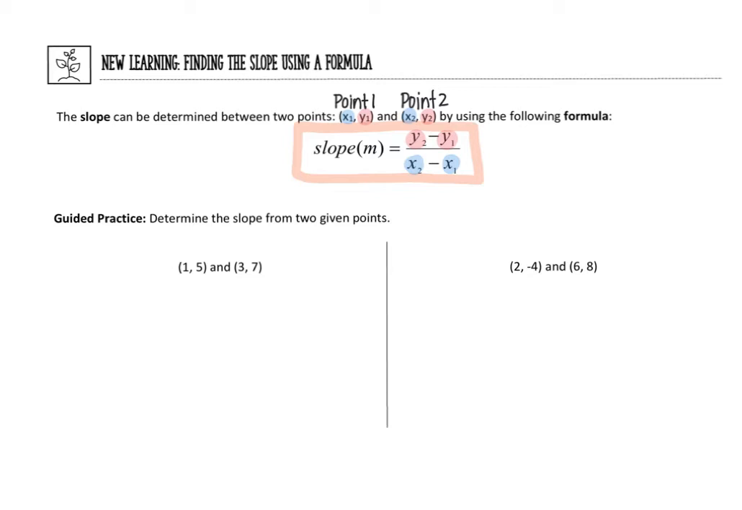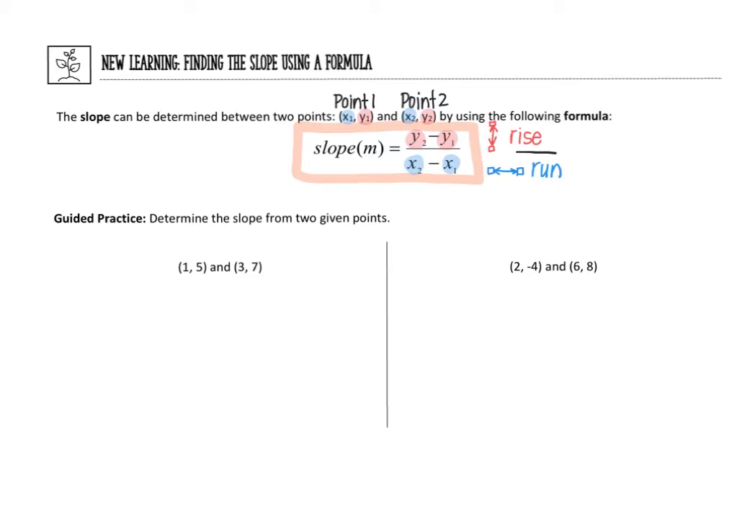Keep in mind that finding y2 minus y1 is taking the difference between the vertical coordinates in your points. This is like finding the rise. And when we do x2 minus x1, we're finding the difference between the horizontal values within our coordinates, which is the same thing as finding the run. So we're still, in fact, doing rise over run. We're just doing it through algebra instead of counting on a grid.